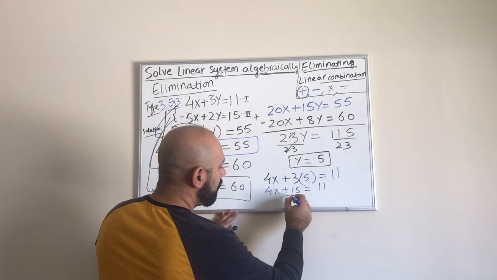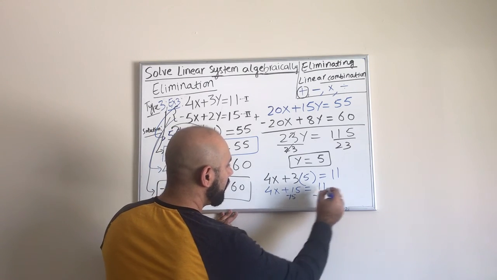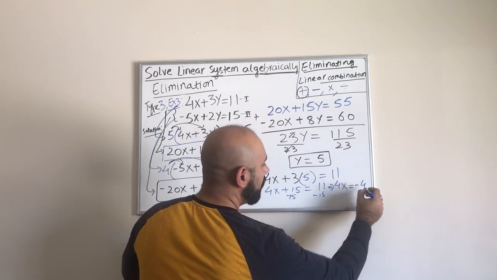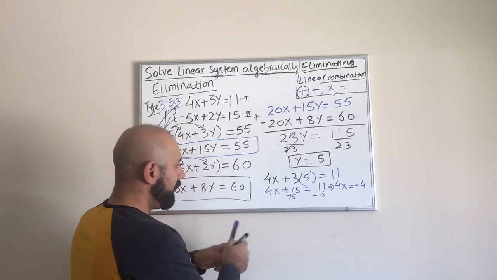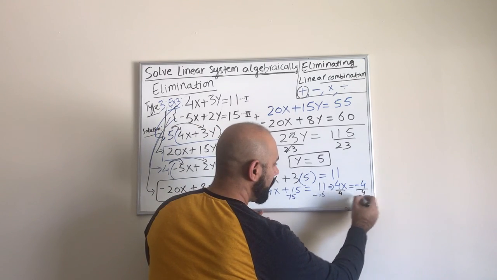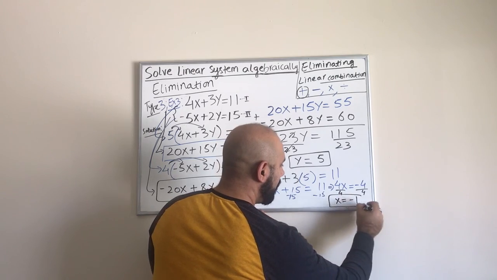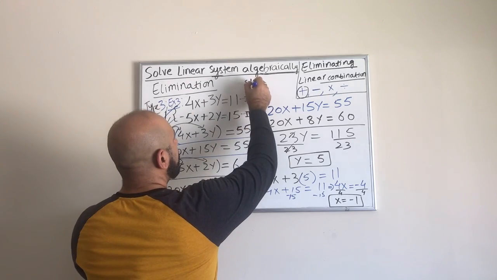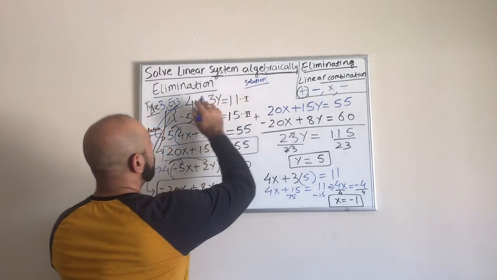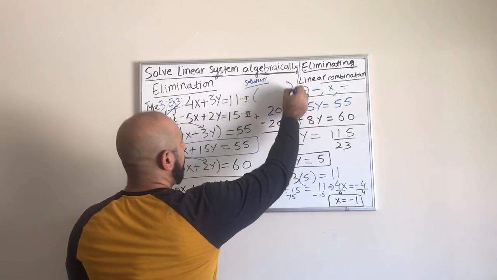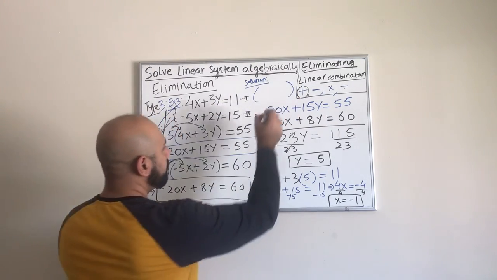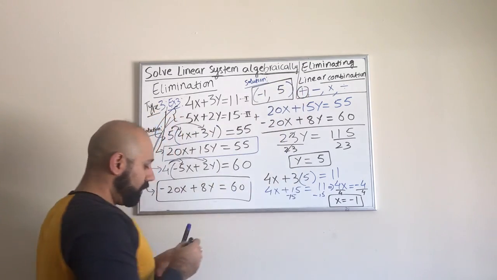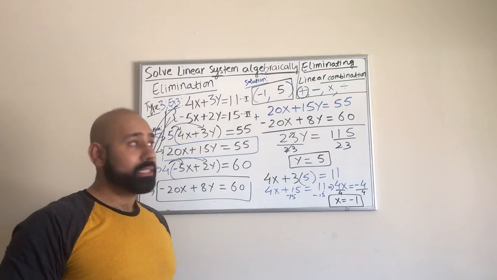Subtracting 15 from both sides, what do I get? I get 4x equals 11 minus 15, which is negative 4, and dividing both sides by 4, what do I have? I get x equals negative 1. Guys, I have the value for x and y, and I'm going to bring it together here, and my solution for this system of equations is x is negative 1 and y is positive 5. Of course, you should go ahead and verify this solution as well.